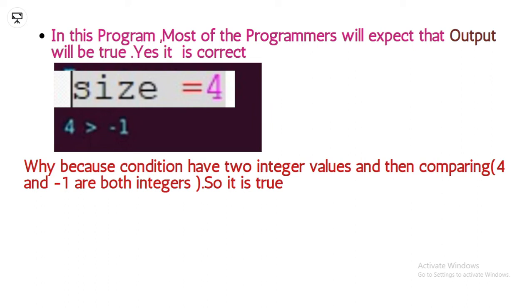Why? Because 4 is an integer value, -1 is an integer value. Here the compiler will not consider types because both are integer type. That's why it gives true value.